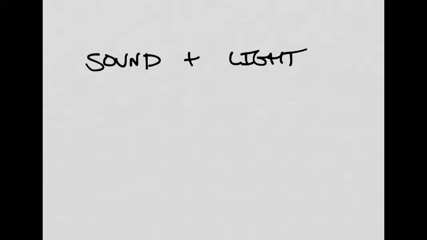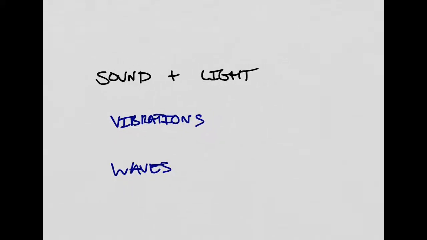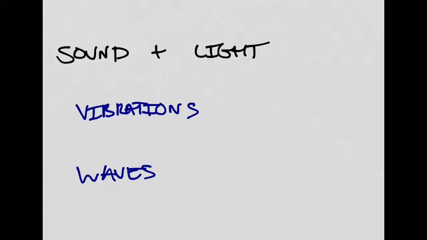So we are going to be studying sound and light this spring term, and in order to understand sound and light, you're going to need to know a little bit about what sound and light are composed of and how they are transmitted. So we're going to spend today's screencast talking about vibrations and waves. I'm going to write that down here. Vibrations and waves. Now, you can think about a vibration as a wiggle in time.